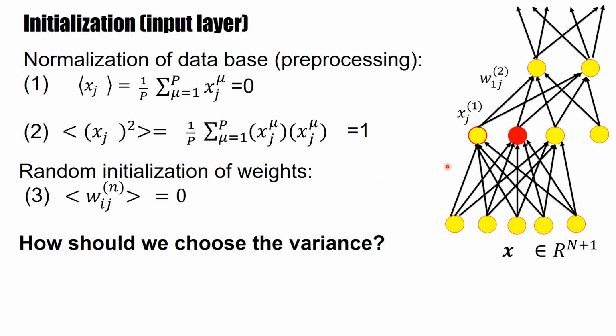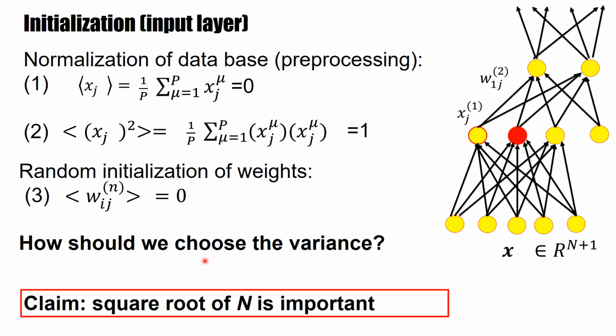And now we have to choose our initialization of the weights in this first layer. We have the freedom to choose whatever we want, and we choose to take weights randomly with a mean 0. Okay, so now the mean is 0. But how should we choose the variance? Say we take a Gaussian distribution of weights, the mean is 0, good. What's the variance? And now the claim is that it's important to consider the number n of inputs.